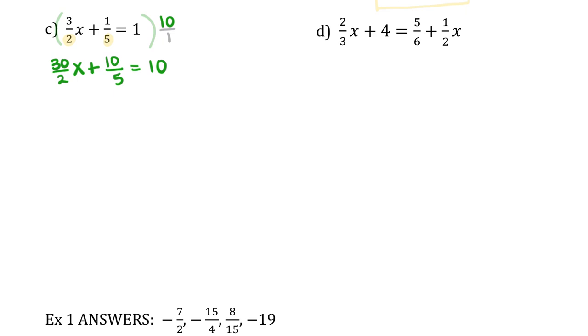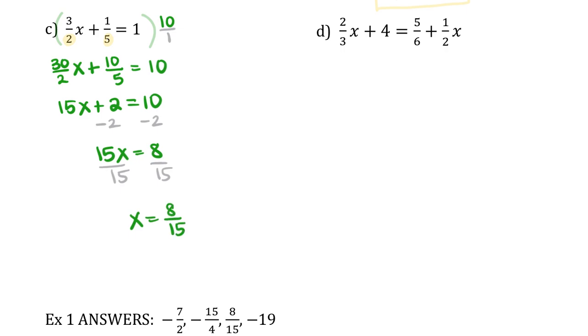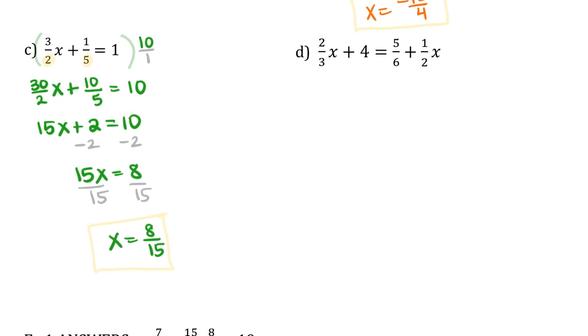30 divided by 2 is 15x. 10 divided by 5 is 2. And now it looks good. I can go ahead and solve it. Good. I got 8 over 15. And it's not uncommon to get fractions on these, so don't freak out. Let's do one more together, and then you're going to go free.